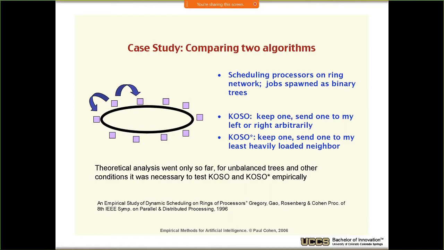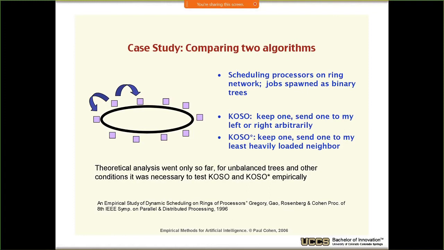Here's an algorithm. A process spawns as a binary tree. I'm going to keep one, and I'm going to send one to my neighbor, either my left neighbor or my right neighbor arbitrarily. I'm going to flip a coin, and randomly one task stays with me and one goes to my neighbor, left or right. So the second algorithm, intuitively a much better algorithm, I'm going to keep one and send one to my neighbor that is the least heavily loaded. So my neighbors have some amount of work they're doing. I'm going to figure out which one is doing less work, and I'm going to give them the extra work, and I'm going to take on the work myself. So the first one is just COSO, the other is COSO star.